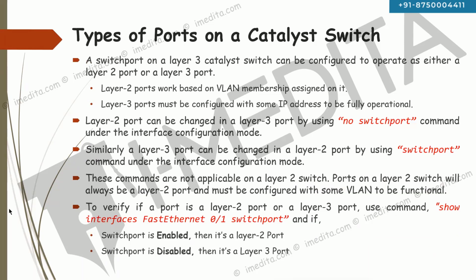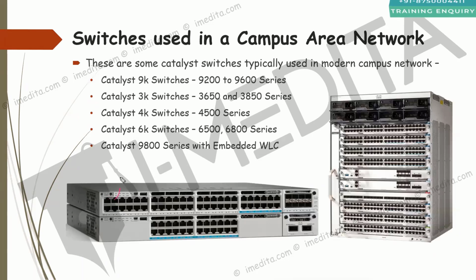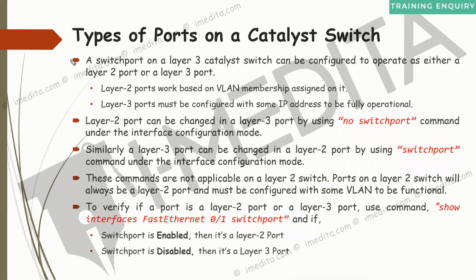The port that we have on this Catalyst switch can operate either as a layer 2 port, or it can operate as a layer 3 port. A switch port on a Cisco Catalyst switch can either be configured to operate as a layer 2 port, or it can be configured to operate as a layer 3 port. You cannot do this in layer 2 switches. This facility is only available on the layer 3 or the multi-layer switches. So we have the layer 3 switches and the multi-layer switches in our campus area network.